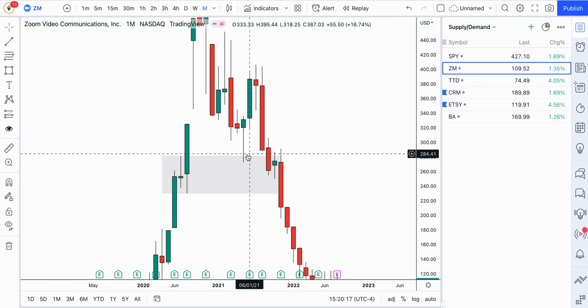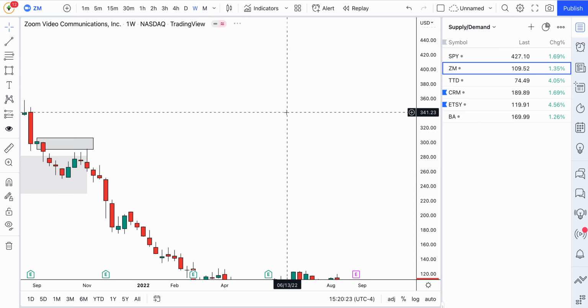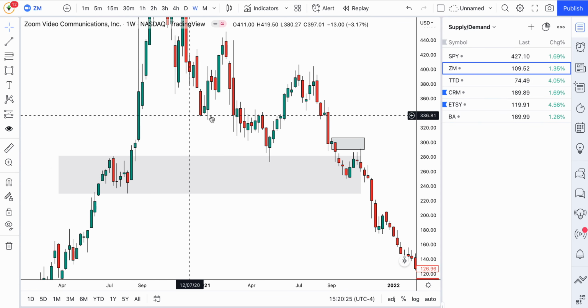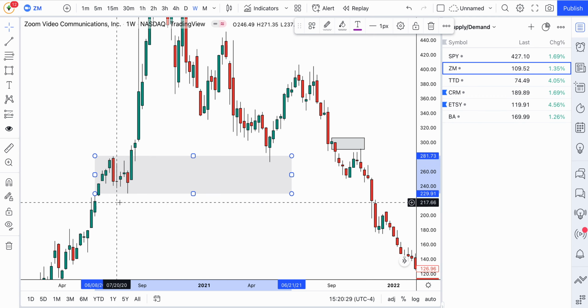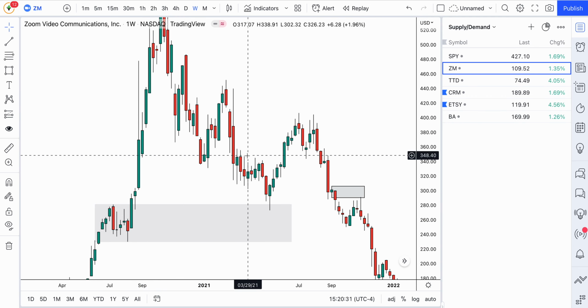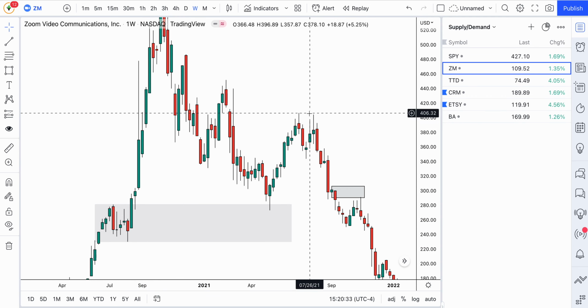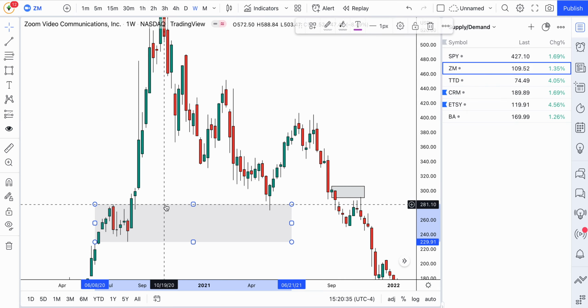And you can see price came back in, tapped the top of the zone, and then ended up going all the way back up to 405. If we look at the weekly, it's a little bit easier to see. We have this big kind of zone here, price ended up going higher, came back down, tested it, and then had a nice bounce, right?